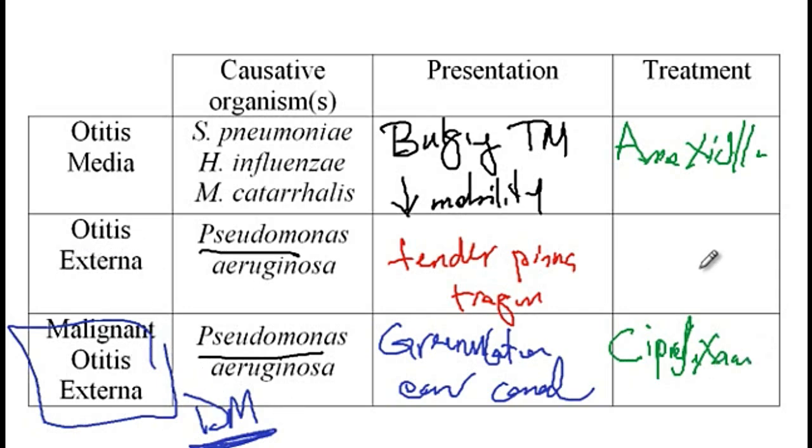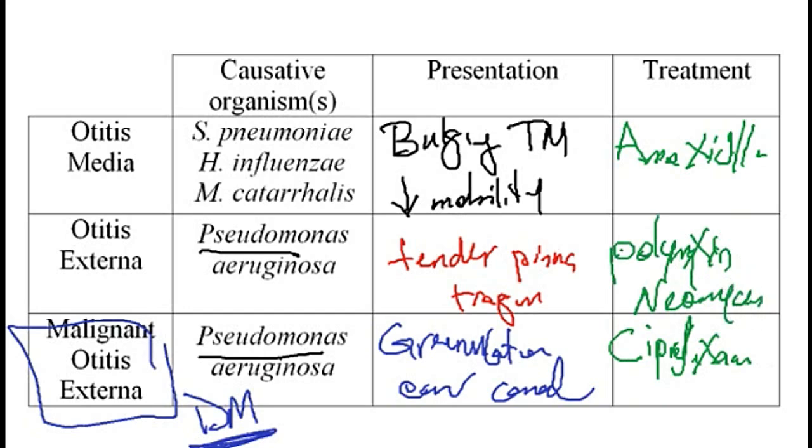And then for otitis externa, we also have an X, but it doesn't start with P, so just be careful with that. So there is polymyxin as well as neomycin that is used for the treatment of otitis externa.